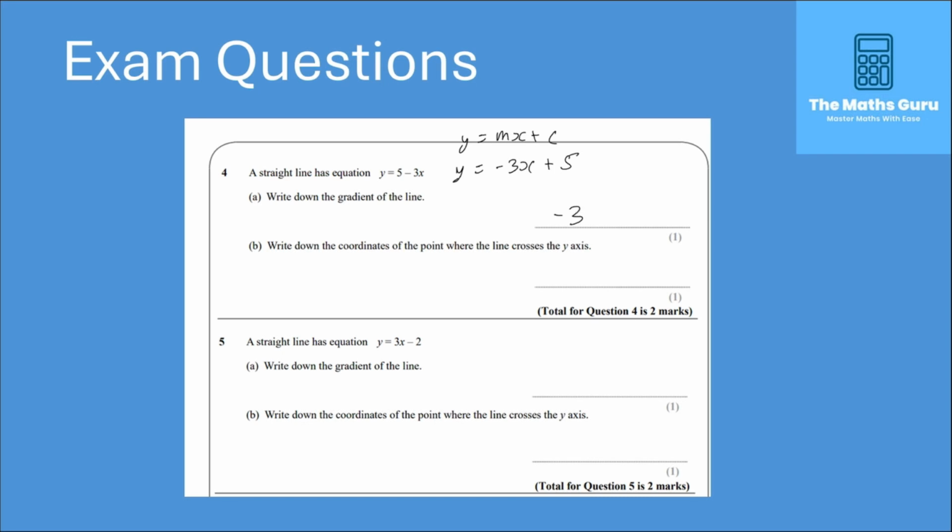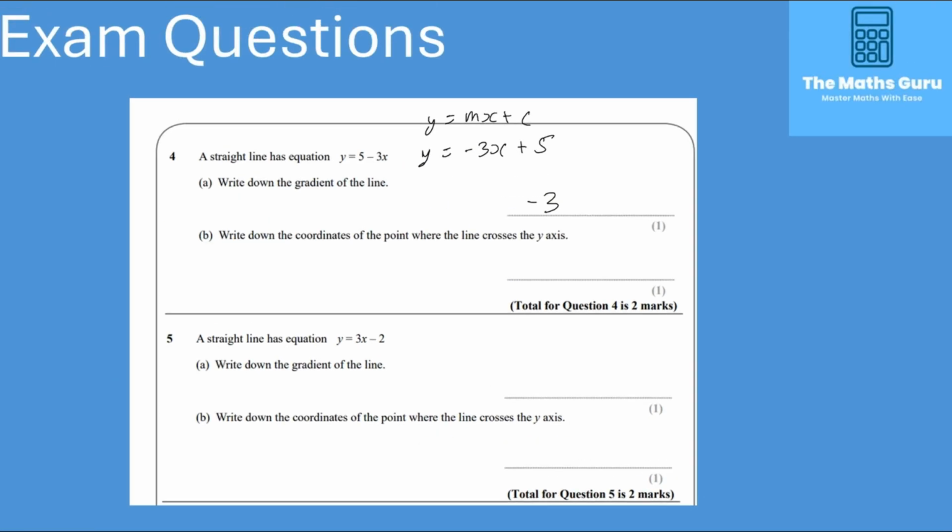Write down the coordinates of the point where the line crosses the y-axis. This is going to be our y-intercept. We know that our x-coordinate is going to be 0 at the y-axis, and then our y-intercept is going to be 0, 5.